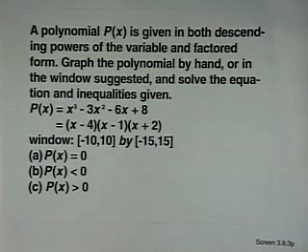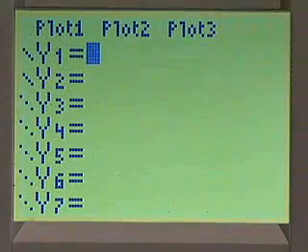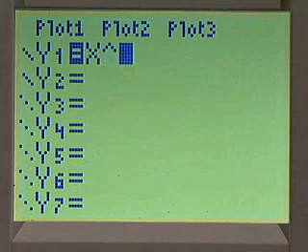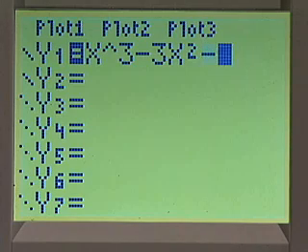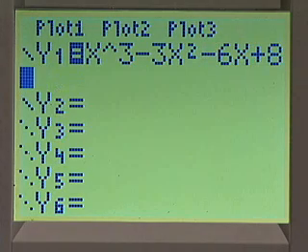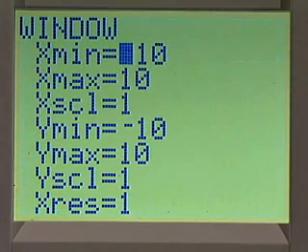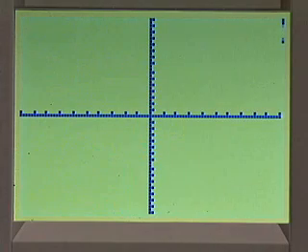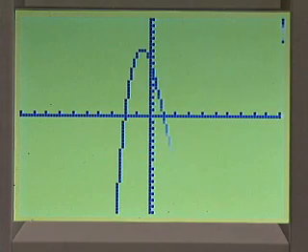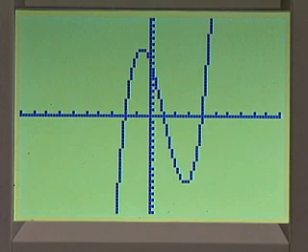So, on our calculator, we want to get rid of the previous function and put in x to the third power minus 3x squared, then minus 6x and plus 8. There's a number of different windows we can use. Let's set this one. Keep the x's at negative 10, 10, but set the y's to negative 15 and positive 15, and push graph. Here's a graph of the polynomial. Keep your calculator handy as we write down the solutions to the equation and inequalities.